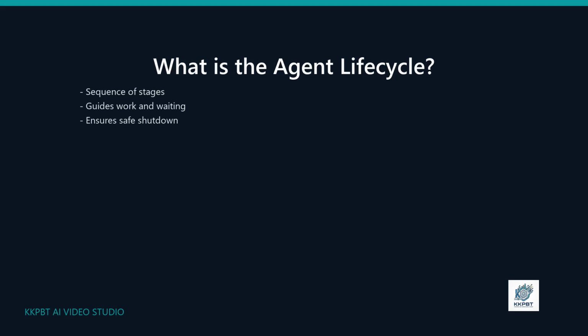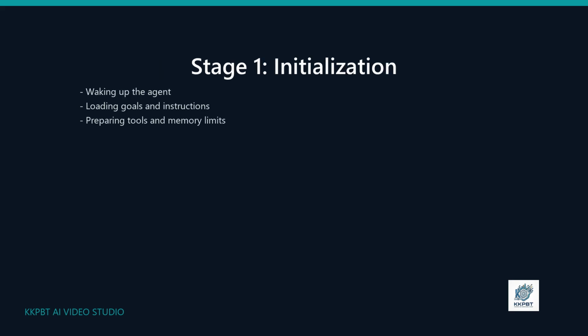An agent lifecycle is simply the sequence of stages an AI software agent goes through. It starts when the agent is created, guides how it does its work, manages when it waits for input, and safely shuts it down when the task is done. The first stage is initialization.